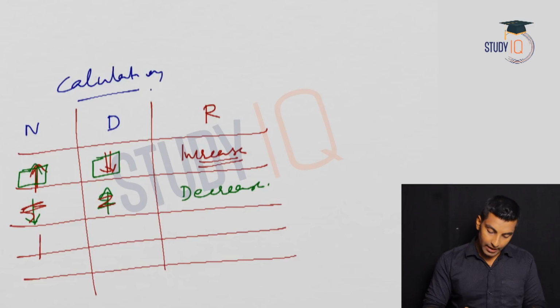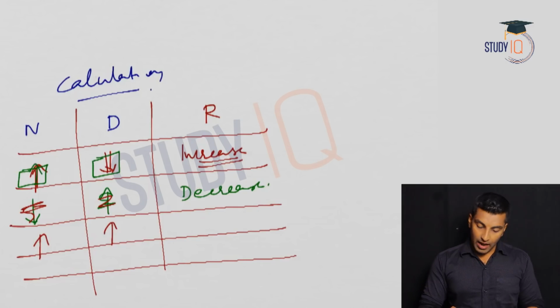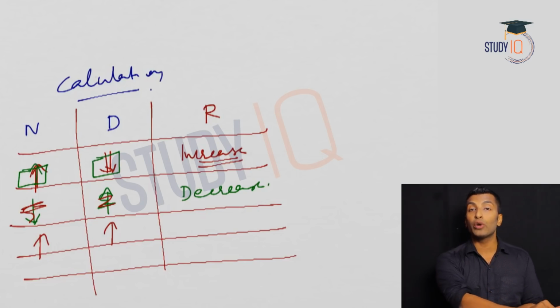What is the next possibility? Numerator increase, denominator increase. Now we cannot conclusively say ratio is increased or decreased. We need to do calculation here.